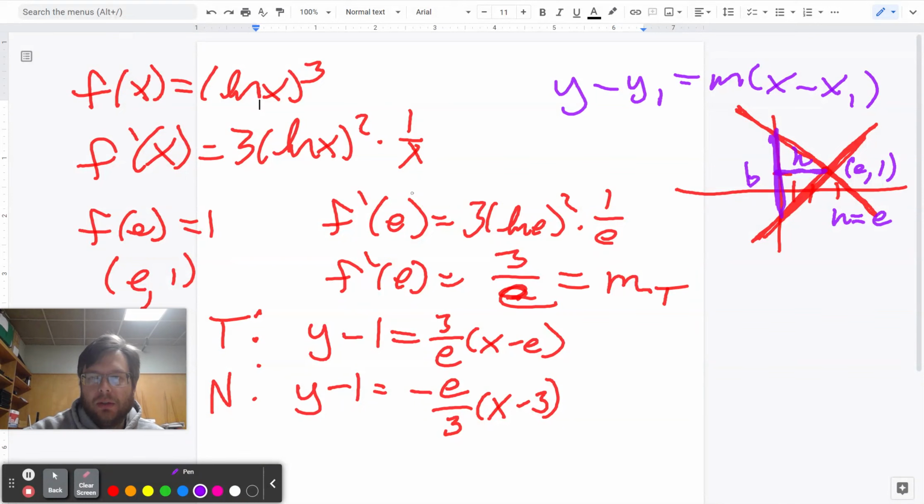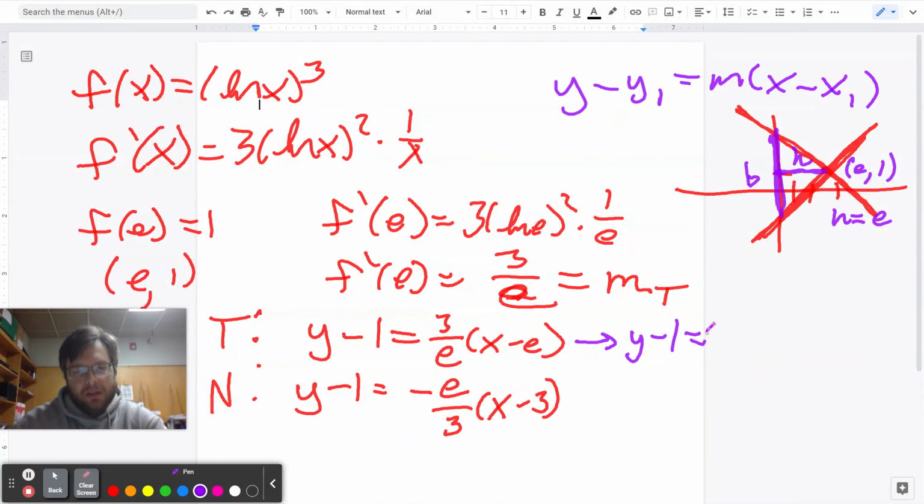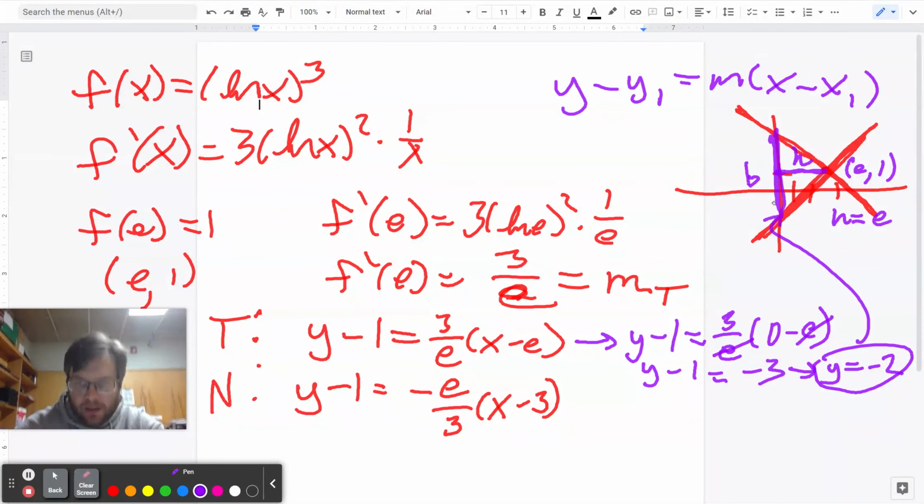So on this one, plugging in x equals 0 gives me y minus 1 equals 3 over e times 0 minus e. So we get y minus 1, the e can cancel here to give me negative 3. So y equals negative 2 if I add 1. And that gives me this value right here at the bottom of negative 2.